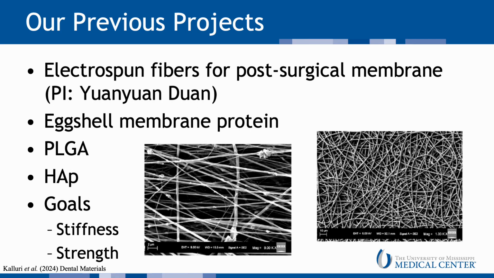Another example is electrospinning fibers onto a surface that will be used as a surgical membrane, like following periodontal surgery. And we created those fibers as a mixture of polylactic glycolic acid and the proteins that reside in the jelly-like membrane on the inside of eggshells, because those proteins are known to cause more rapid healing. And then we also included hydroxyapatite particles in the electrospun fibers and designed the formulation so that it would simultaneously have maximum stiffness and strength.